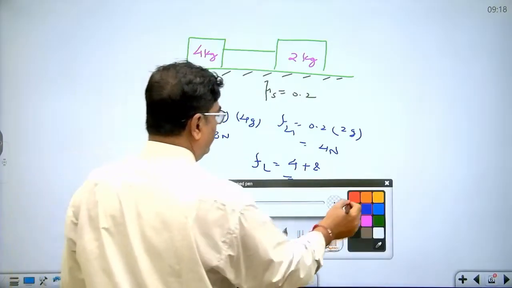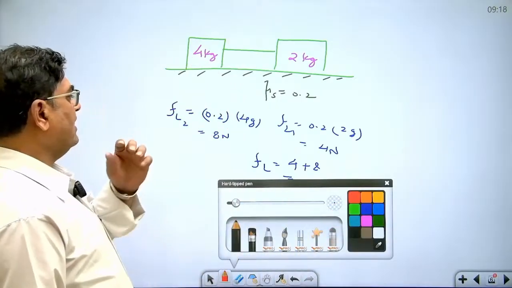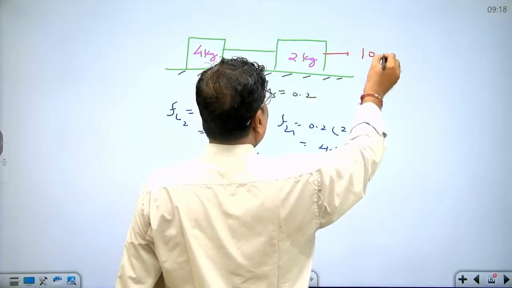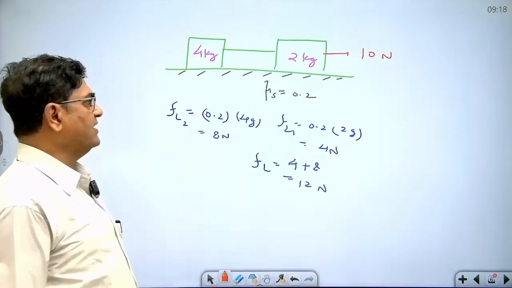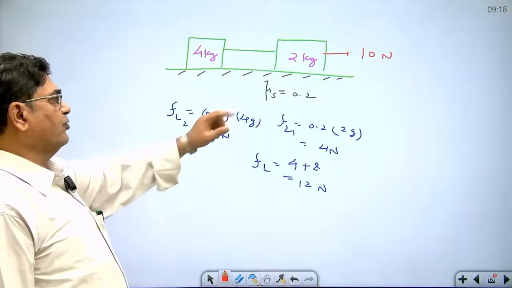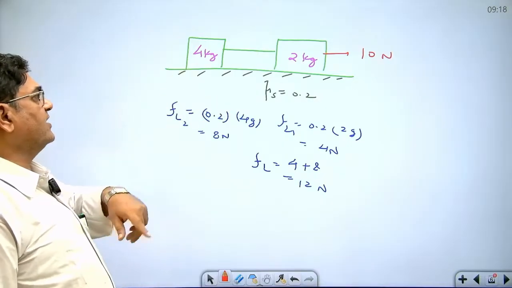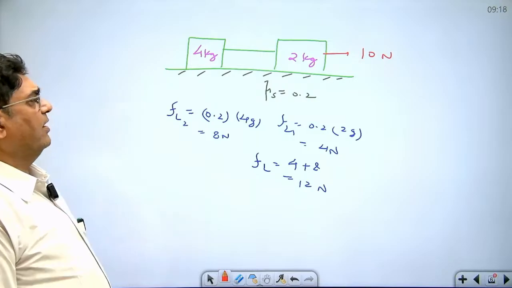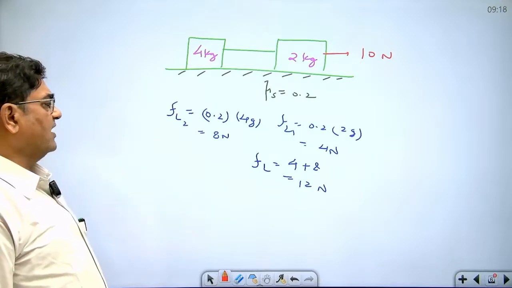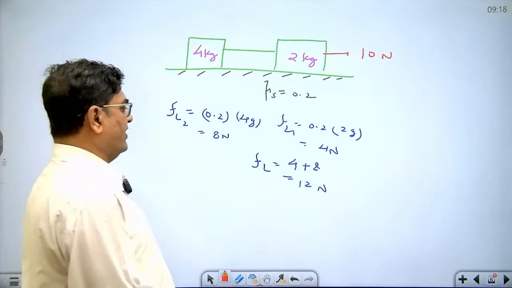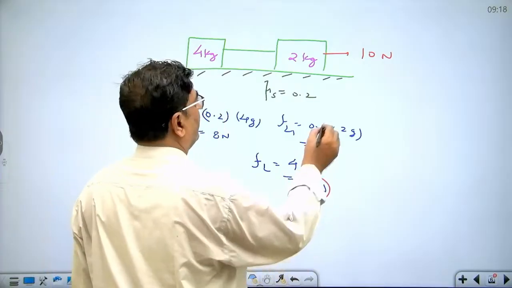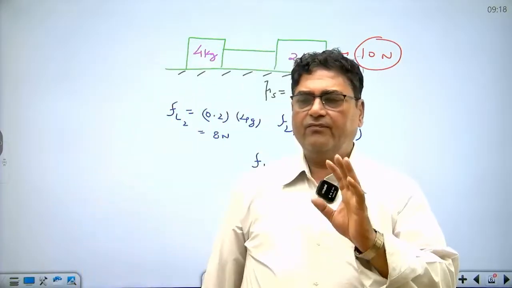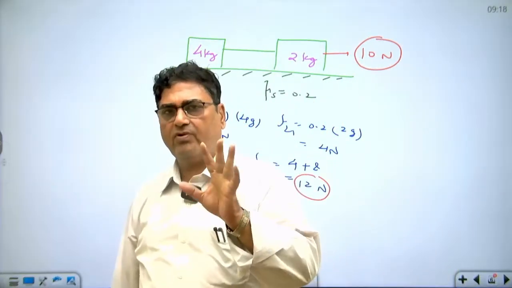Okay, now dear student, let's see the question. If we are applying here 10 Newton force, then we have to find what is the value of frictional force between 2 kg and surface, what is tension in the string, and what is frictional force between 4 kg and the ground. Because total frictional force acting on the system is 12 Newton and net applied force on the system is 10 Newton, in this situation the block will not move.